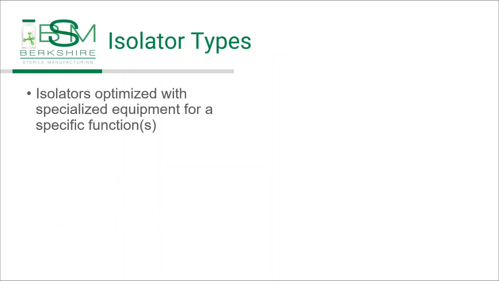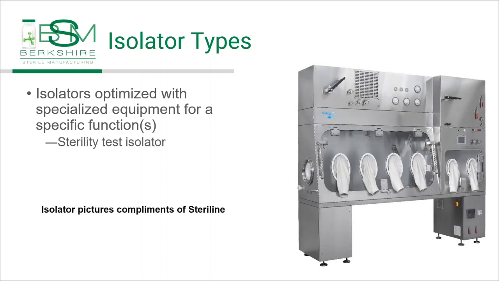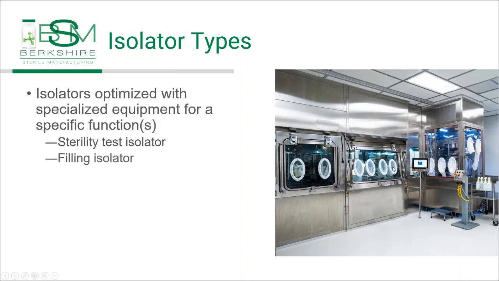Isolators can also be classified by the specific functions that they perform. There's sterility test isolators, which one is shown here. This chamber that I'm showing right here is where the sterility test would be performed. This is a rapid decontamination pass box to get materials into the sterility isolator.